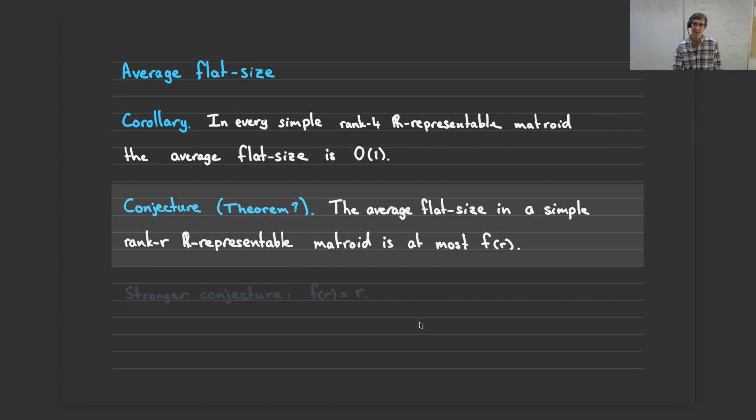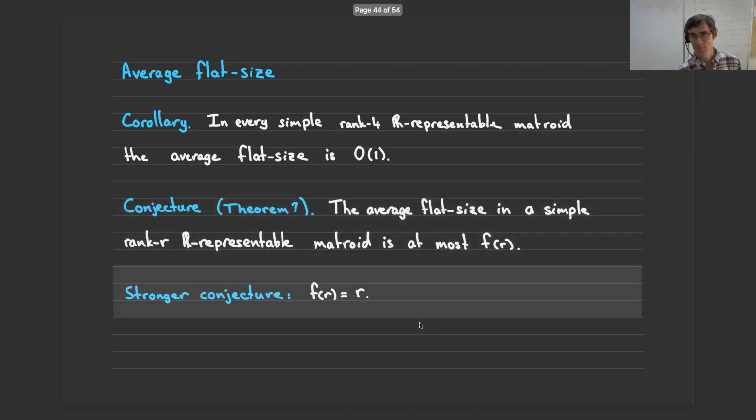We conjecture, and in fact think we can prove, that the average flat size in a simple rank R real representable matroid is also bounded by some constant that depends only on R. We haven't written the proof down yet, so I'm not going to call it a theorem. I'll call it a theorem question mark, but I think that's true. I don't even know if I'll say the stronger conjecture now. James is in the audience because he's going to tell me about some 3-element matroid that's obviously a counterexample.